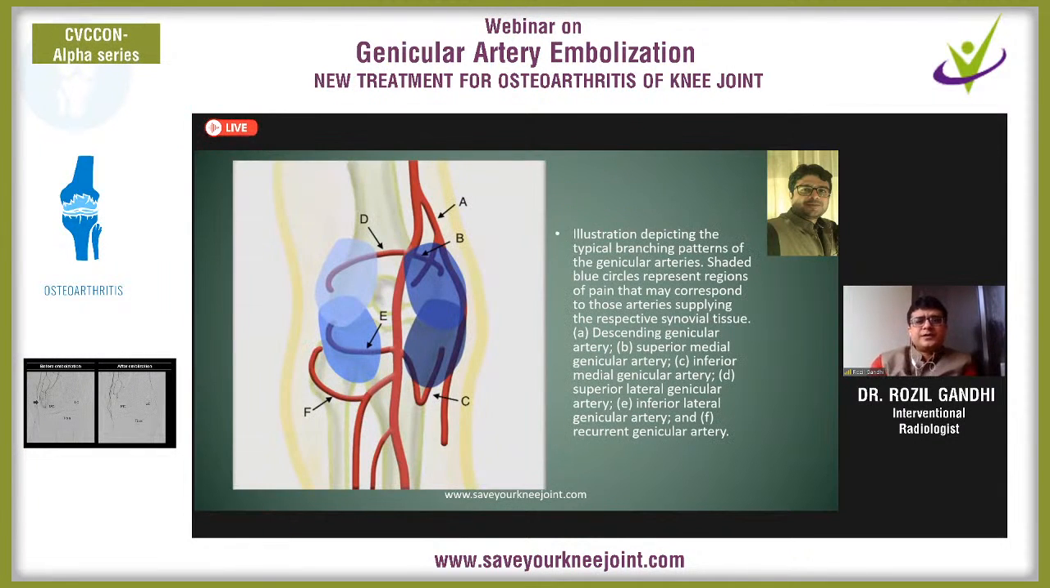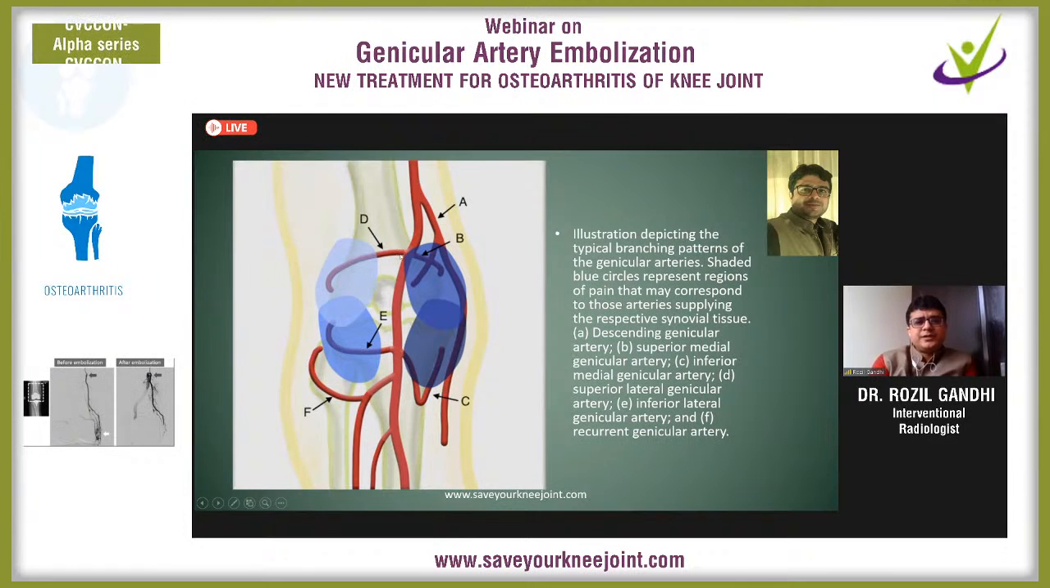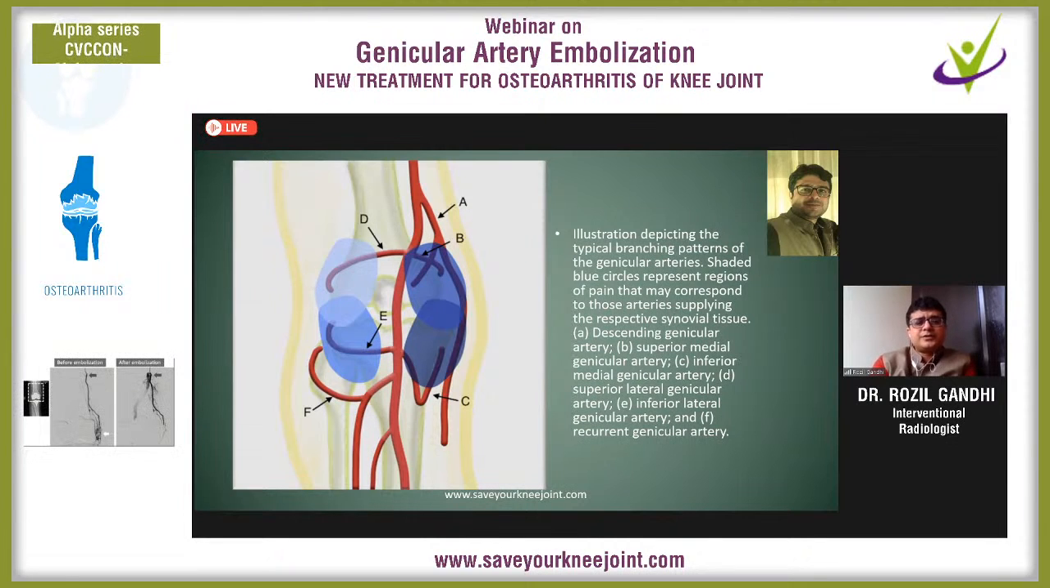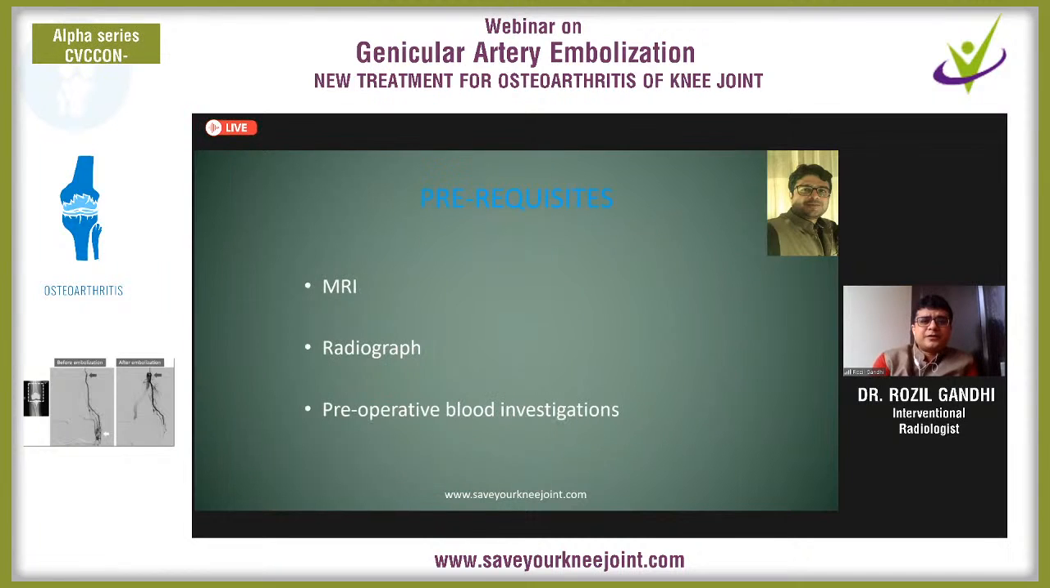In the schematic figure, A is the descending genicular artery. B is the superior medial. D is the superior lateral. Similarly, E is the inferior lateral. C is the inferior medial. And F is the recurrent genicular artery. These branches of the distal femoral and the popliteal go into the joint, around the joint, and supply the synovium. So depending on the part of the tenderness, we should embolize it.